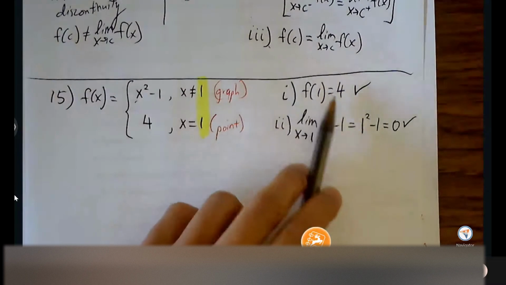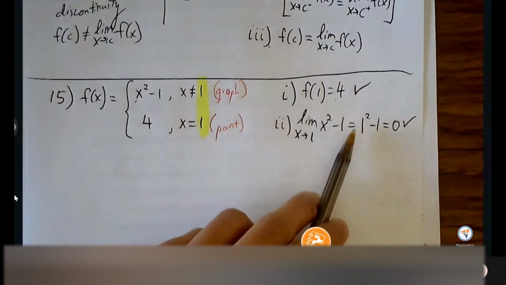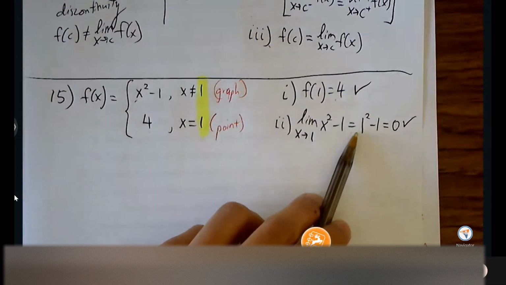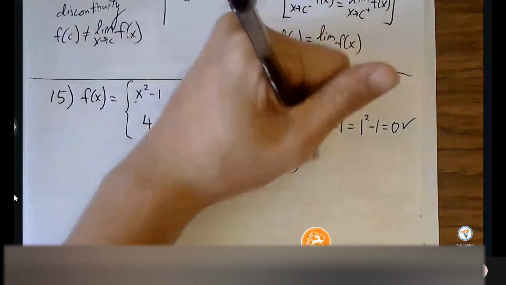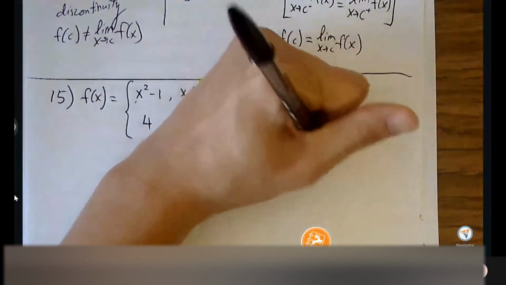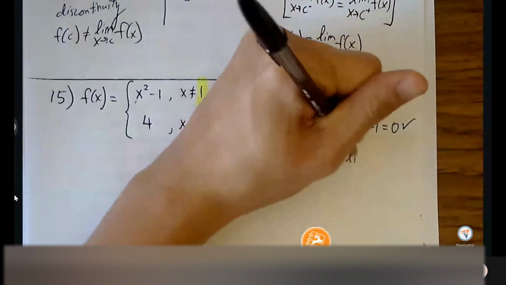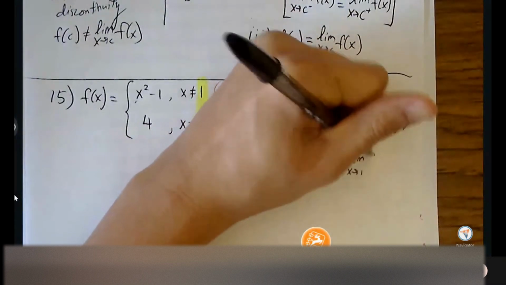It's going to fail, right? The ordered pair is not where the graph is headed towards. So the third condition fails, and we say f of 1 does not equal the limit as x approaches 1 of f of x.